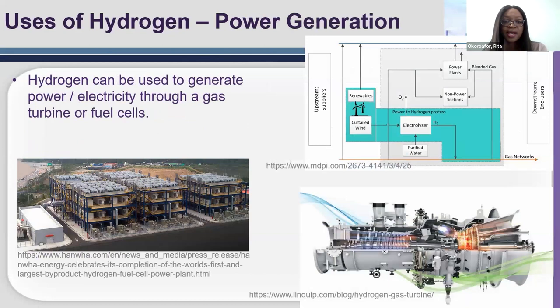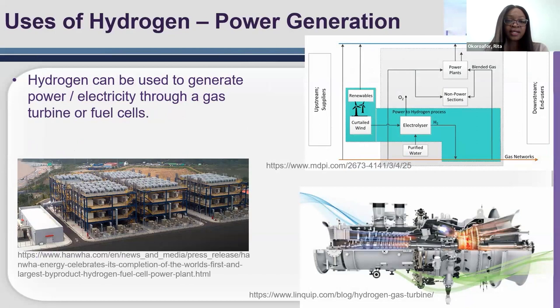And then the last use of hydrogen is for power generation. So that's basically generating electricity. So instead of using natural gas or coal, you're using hydrogen. So this would either be in a power plant, okay?